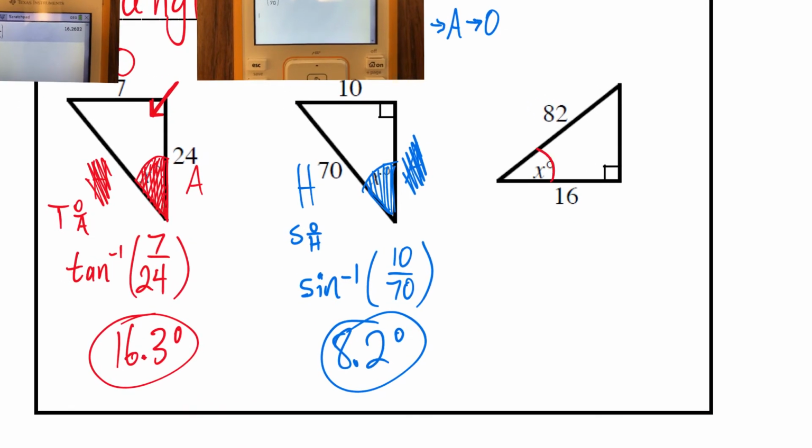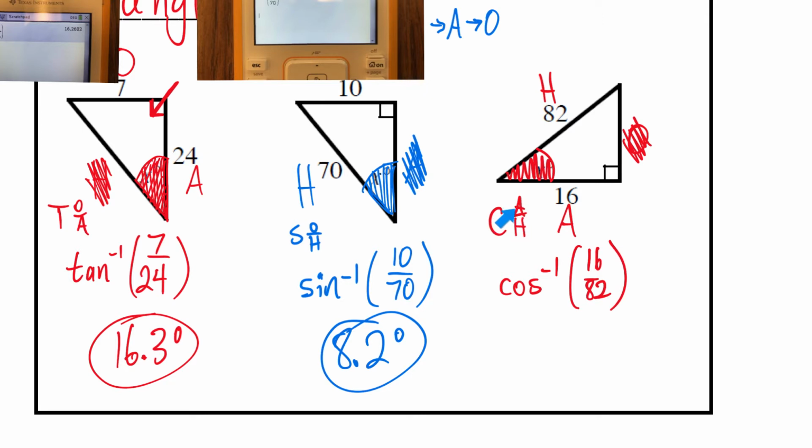Okay, then on the last one here, we're looking for this angle. Which one's the H? 82. Which one's the A? And the O? Blank. Which of those do I not need? Oh, so on this one it's A and H, cosine. I'm looking for the angle, so I'm going to go cosine inverse of A over H, which is 16 over 82.